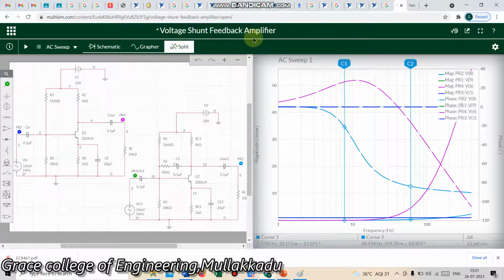Already shown in the voltage shunt feedback amplifier, this circuit is without feedback and this circuit is with feedback. Here, in the output recording of the magnitude response, the white color indicates the high gain value. Here the output indicates the low gain value, but the bandwidth is very high with feedback when compared to the without feedback signal. Okay, that's all about the voltage shunt feedback amplifier and current series feedback amplifier.